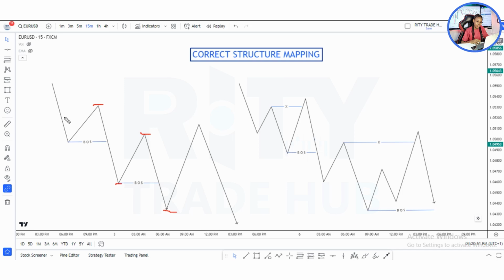So when a currency pair forms lower highs and lower lows, this high is lower than the previous high and this low is lower than the previous low. So we have another series of lower high here and then lower low. When a currency pair forms this progression of lower lows and lower highs, it signals a downward trend.